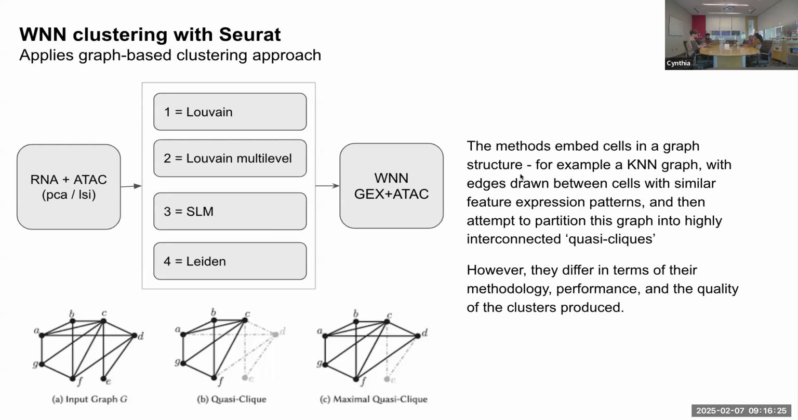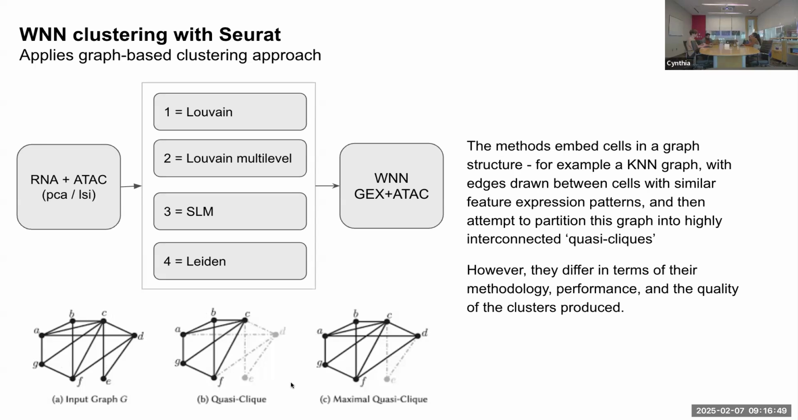This is the first step. So this is an example: we have a nearest-neighbor graph with edges drawn between cells with similar feature expression patterns. And there is an attempt to partition the graph into single interconnected quasi-cliques. That is a way to say that we are trying to have fully connected communities.